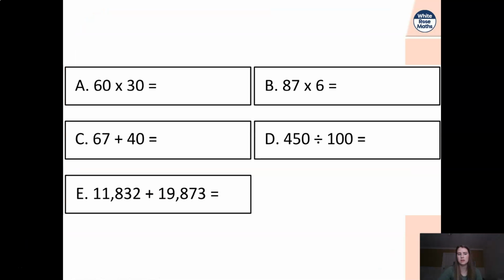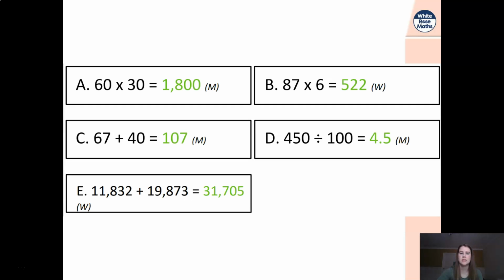So before we do anything, we need to pause the video. If you've got a timer or a watch or an iPad or a clock anywhere nearby, set yourselves a 5-minute timer, please. For questions A, C, and D, you should be able to do those mentally in your head. And then for B and E, see if you can have a go at using your written methods to help you. Okay, so pause the video and have a go.